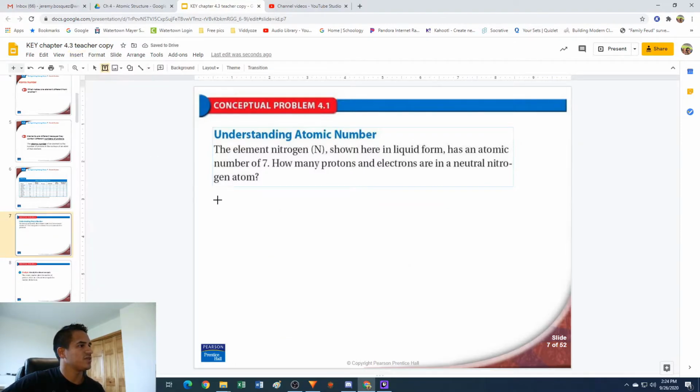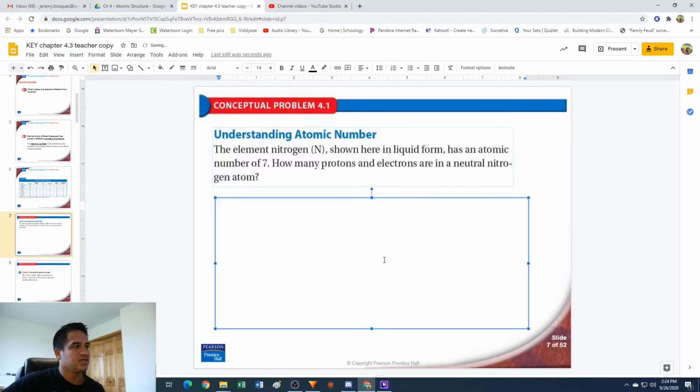So let's insert a text box. It says the element nitrogen, which has a symbol of N, is shown here in liquid form, which I just erased, and has an atomic number of 7. How many protons and electrons are in a neutral nitrogen atom? Here again is that word neutral, as I said before. Neutral meaning that it has no charge.